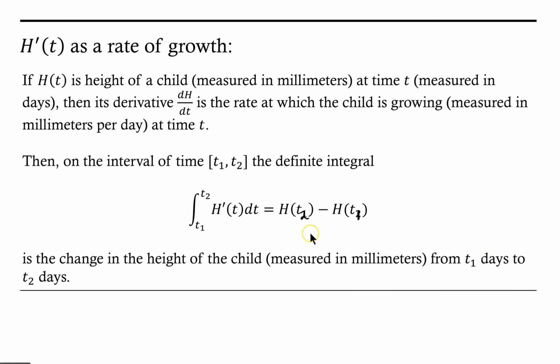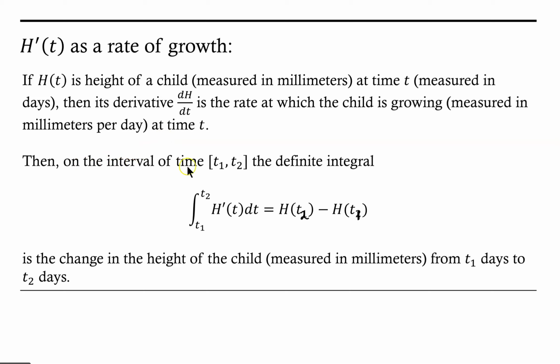Another example, let's assume that h prime of t is a rate of growth. So in that context, if h of t is the height of a child measured in millimeters at time t, and we're measuring in days, then its derivative dh dt is the rate at which the child is growing, measured in millimeters per day, at time t.